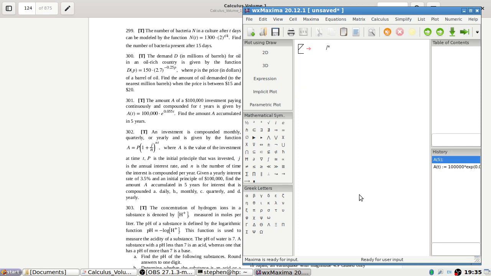302. An investment is compounded monthly, quarterly, or yearly and is given by the function A, where A is the value of the investment at time t, P is the initial principal, j is the amount. Okay. A, P, j, and t. P times 1 plus j over n, power nt. Pj as a multiplication. Pj and t.